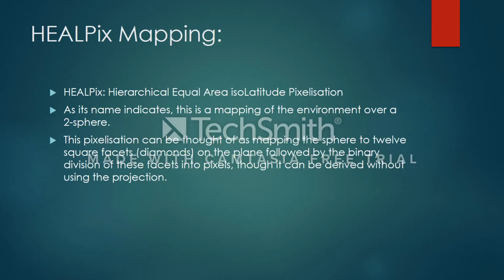It's called hierarchical equal area isolatitude pixelization. Hill-Pix is the acronym for this. As its name indicates, this is a mapping of the environment over a 2-sphere. This pixelization can be thought of as mapping the sphere to 12 square facets on the plane followed by binary division of these facets into pixels, though it can be derived without using projection.